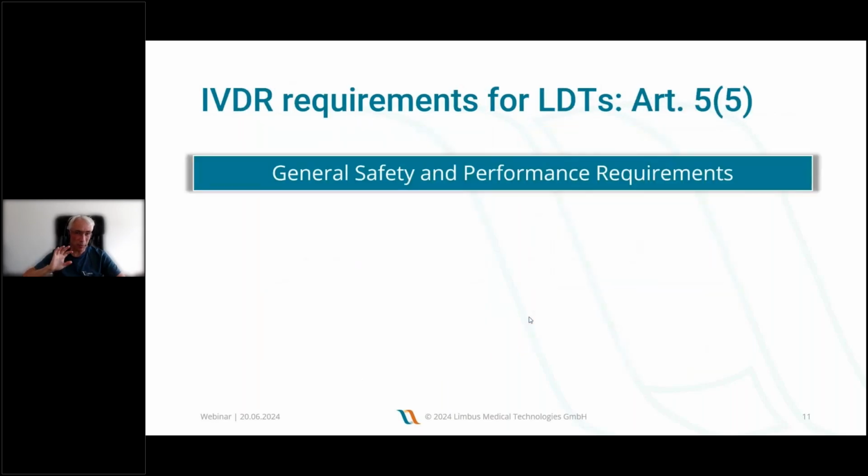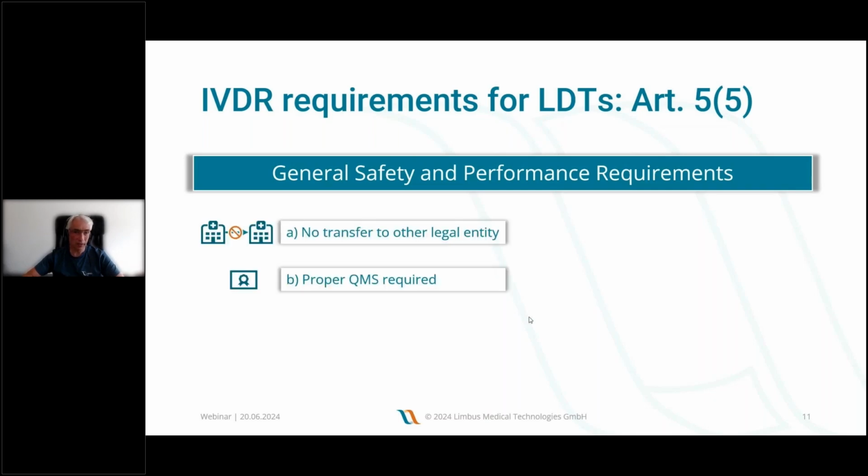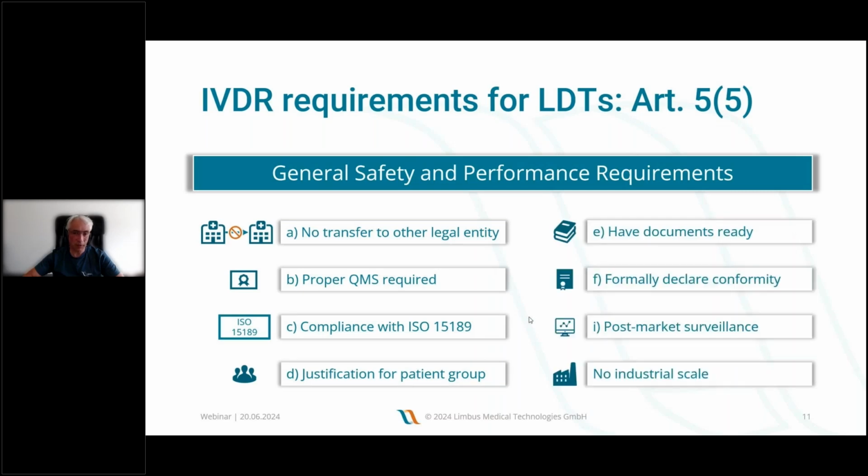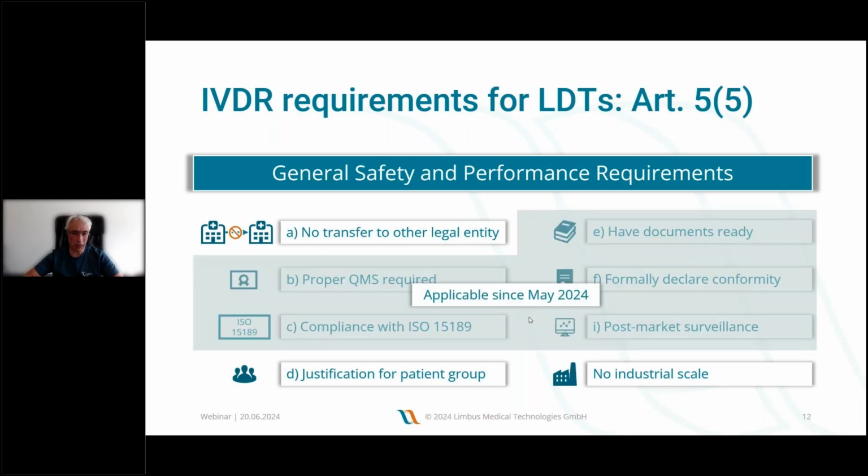A short recap regarding the requirements that are applicable to in-house tests. You're probably familiar with the fact that you already have to apply the general safety and performance requirements since 2022, since 2 years ago, basically. There are other specific requirements for in-house tests that I'm simply listing here. These are all items in Article 5, Section 5, and general safety and performance requirements, as well as no transfer to another legal entity and no industrial scale. These are requirements that have been applicable from the start.